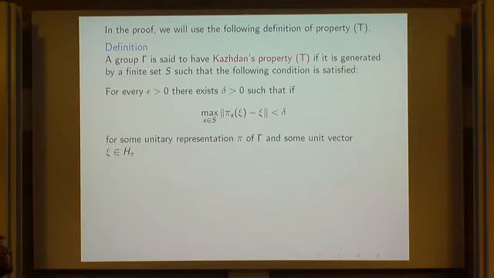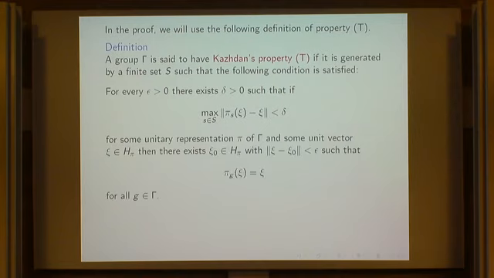Where was I? Oh yeah. It's not so hard to see that the usual definition of property T is equivalent to this one. We'll say that a group has Kazhdan's property T if it's generated by a finite generating set S with the following property. For every epsilon, there is a delta, so that if a vector is almost fixed on the set S up to an error tolerance of delta by some unitary representation, then there exists a vector psi that is actually fixed and which is close to the almost fixed one.